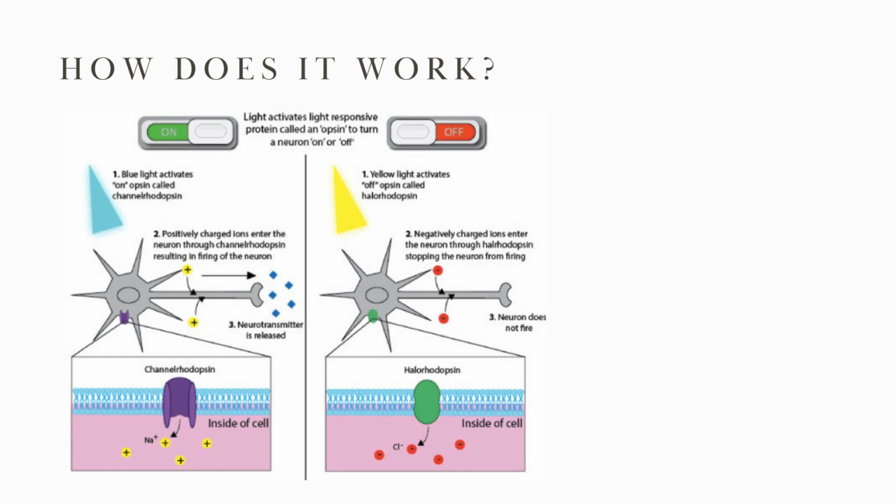So, we see the on and off switch, blue light and yellow light. And so, based on what I know, other research studies do use different colored lights, but for this example, we're going to use blue and yellow.